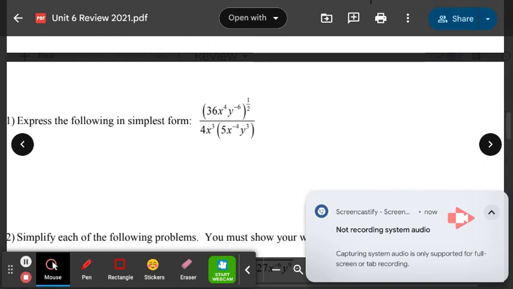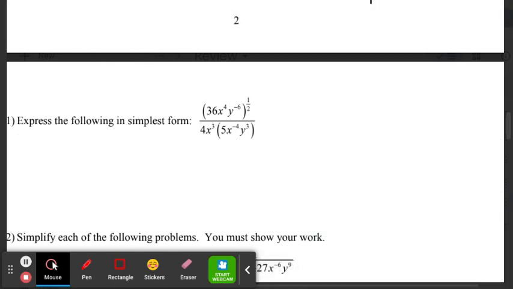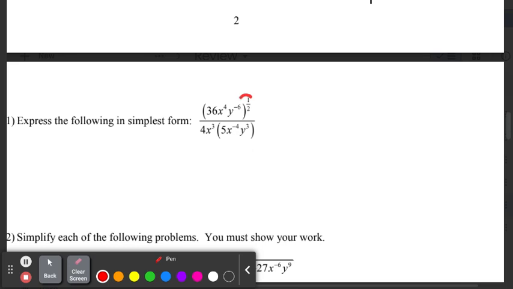This is page 3 now of our Unit 6 review. Question number 11, express the following in simplest form. So, we have to get rid of those parentheses first. So the 1/2 has to be given to each piece, including the 36.